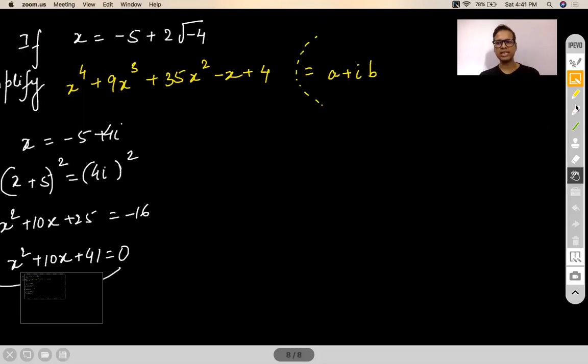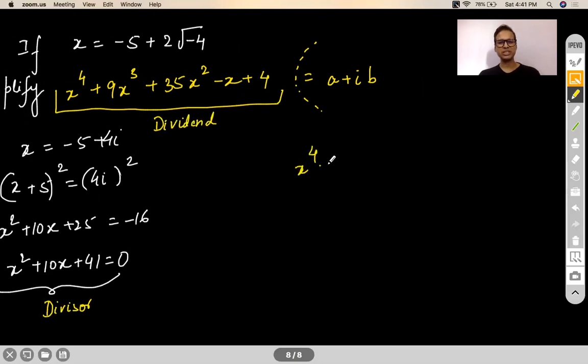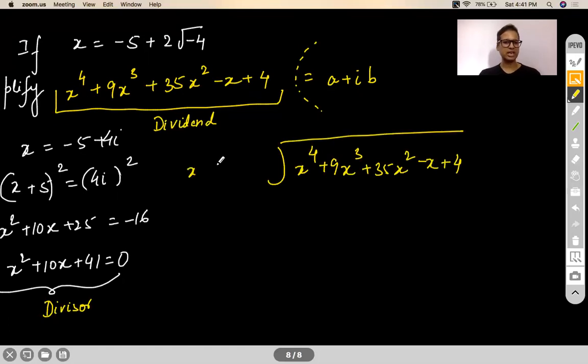I'm going to tell you a very interesting and shortcut way. This term, you treat it as a dividend, and this term you treat it as a divisor. So this is your divisor, this is your dividend, and divide it using your long division method. I'll tell you why I am doing this. Just be with me for a few seconds.